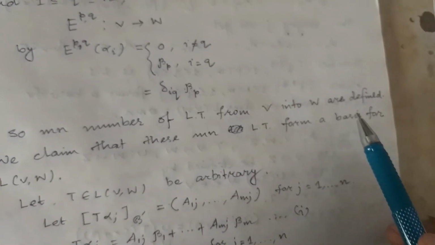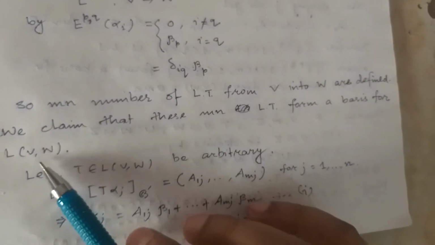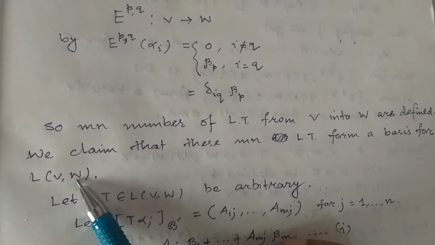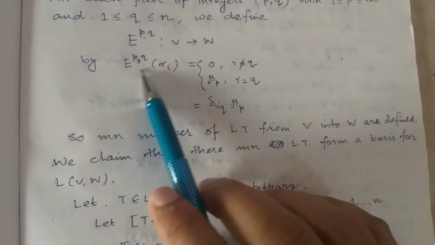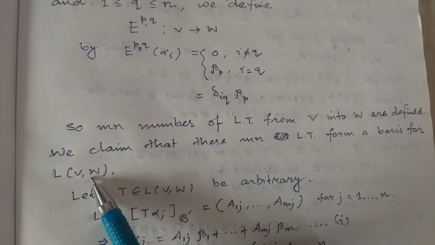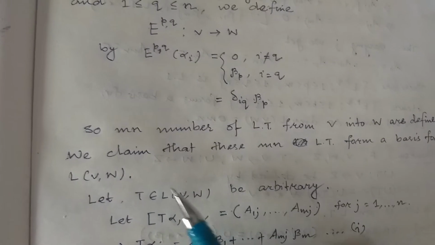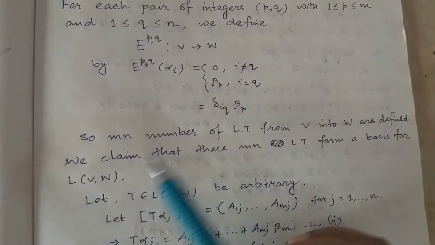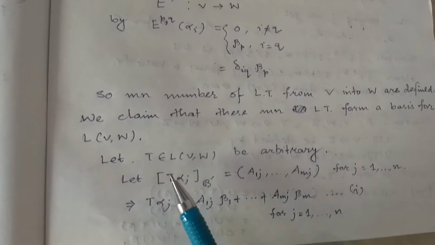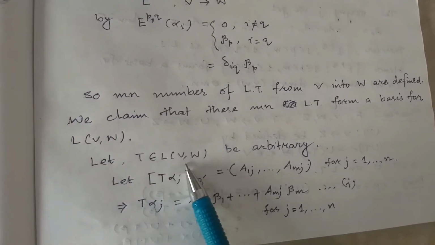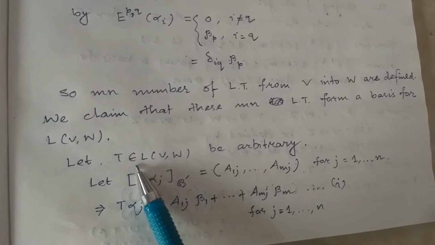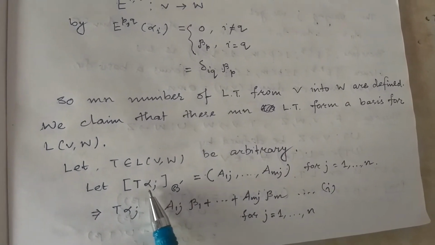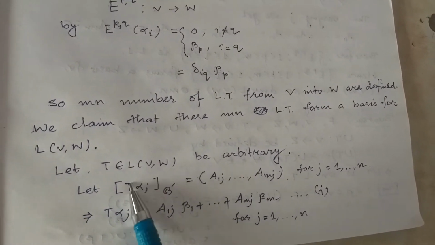Now our claim is that these mn transformations form the basis of L(V, W), because our target is to find the basis of this, and ultimately these transformations will form the basis of this. So how to show it? If this set spans this, spans means spans and is linearly independent. So let T be an arbitrary element in L(V, W). So T is definitely a linear transformation. So T takes alpha j to T(alpha j), which is an element of W.